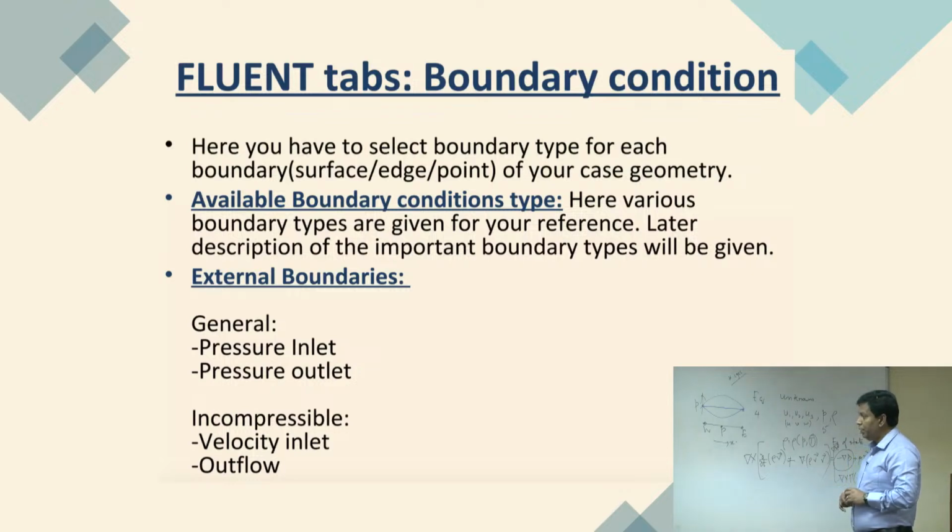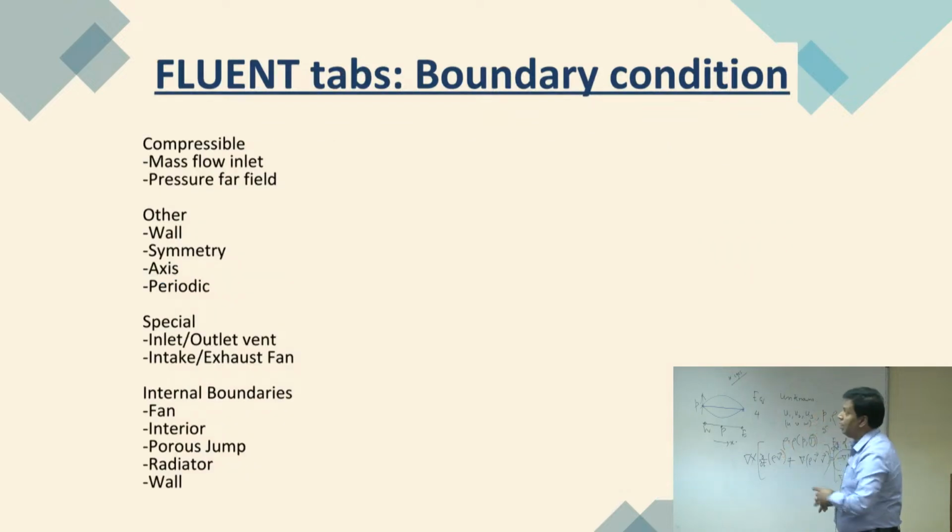Now, for incompressible flow, we have the velocity inlet and the outflow. For compressible we have mass flow inlet or pressure far field. For other walls we have symmetry.